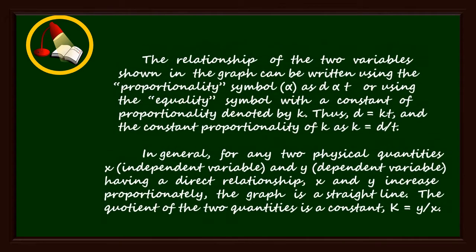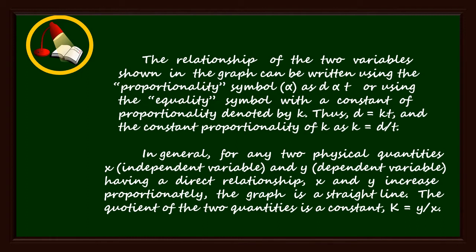The relationship of the two variables, shown in the graph, can be written using the proportionality symbol alpha, as distance d is directly proportional to time t, or using the equality symbol, with a constant of proportionality, denoted by k. Thus, d equals kt, and the constant of proportionality k equals d over t.